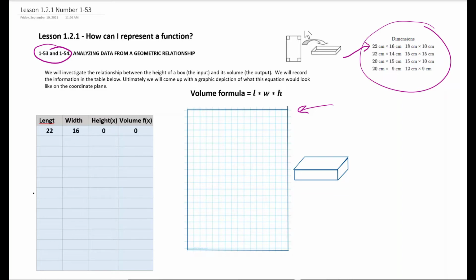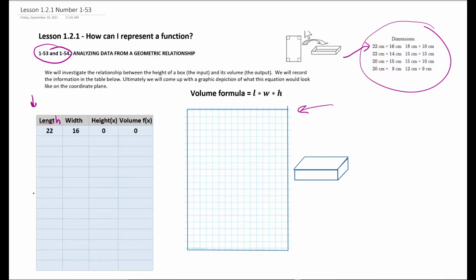And you'll see I have my table set up here. Oh, and I have a typo. Okay, we'll put that H there. We have our length, we have our width, but then we have our height, which is considered our input value. And we have our volume, which is our output value. And we're going to graph all of these later, but right now we're going to figure things out just by cutting out the paper and figuring out what our measures should be.